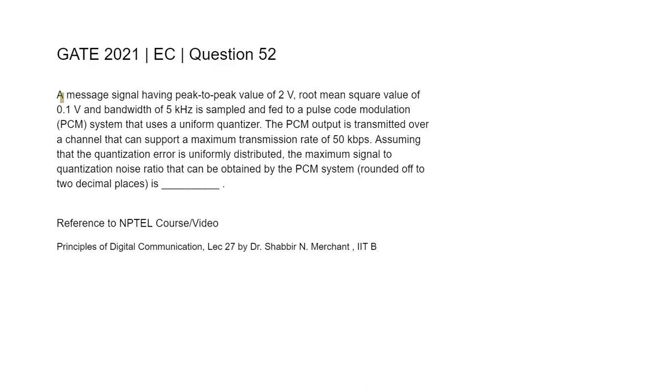In this question, a message signal having a peak-to-peak value of 2 volt and a root mean square value of 0.1 volt with bandwidth 5 kHz is sampled and fed to a pulse code modulation system that uses a uniform quantizer. The PCM output is transmitted over a channel that can support a maximum transmission rate of 50 kbps. Assuming that the quantization error is uniformly distributed, we have been asked to find the maximum signal to quantization noise ratio that can be obtained by the PCM system, rounded off to 2 places of decimal.